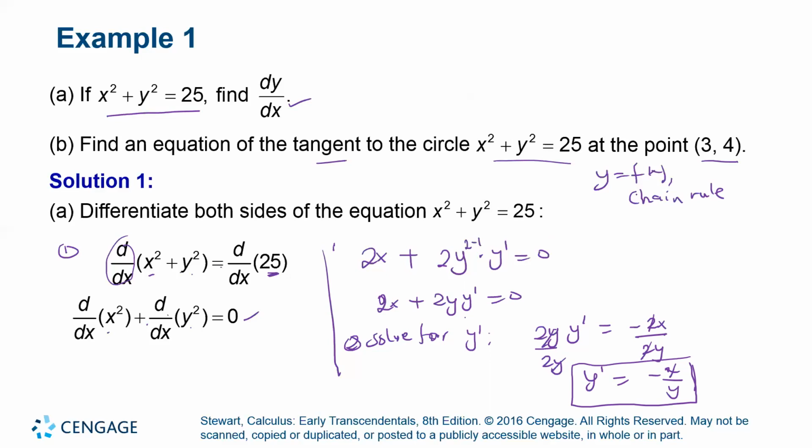So part B says that we should find the equation of the tangent at the point (3, 4). It means that x is 3, y is 4.